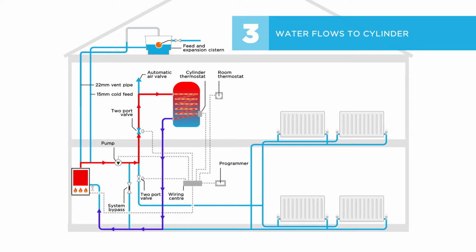When the selected hot water temperature is reached and detected by the cylinder thermostat, the 2-port zone valve closes and prevents water flowing to the hot water cylinder. While the programmer is set to hot water mode, the temperature of the stored hot water will be controlled by the cylinder thermostat.